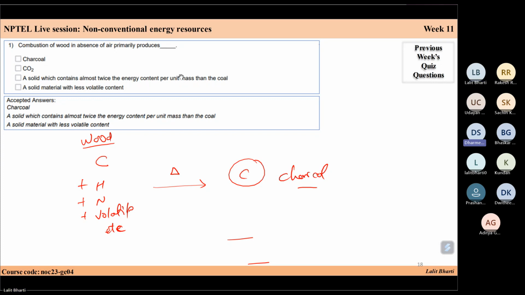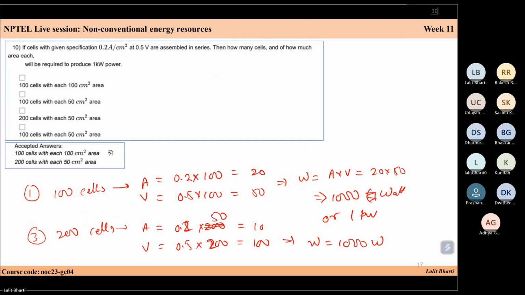Sir, please repeat question number 10, sir, if I am audible. Question number 10? Yes, yes, yes, sir. This one. Yes. So basically you need to make the combination just to get the 1000 watts of power. So 1 kilowatt or 1000 watts. So you can make it in two ways.